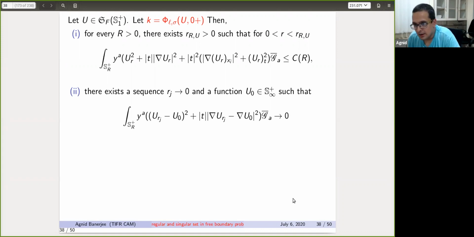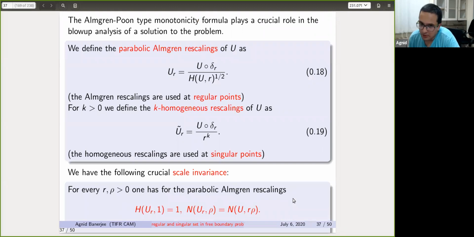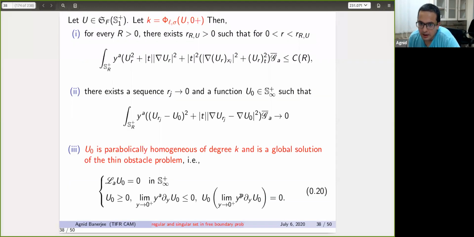So anyway, with these W22 type estimates as well as the C1 alpha type estimates, you are able to show that UR goes to some U0. So if you now look at N of UR, rho, and N of UR, rho, if you let R go to 0, you will have N of U at 0 plus, which is some K. And on the other side, if you let R go to 0, you get N of U0 of rho equals K. And you are able to show that U0 solves a homogeneous problem. And because you have shown that the frequency of U0 is constant, which is K, that tells you by our previous considerations that U0 is homogeneous of degree K, and it's a global solution to this thin obstacle problem.